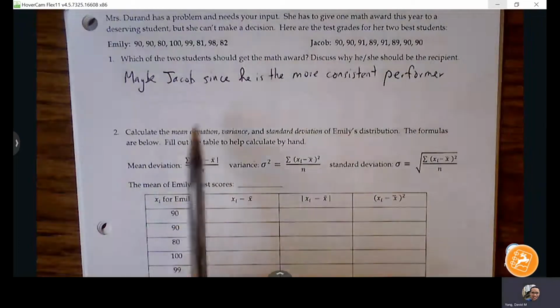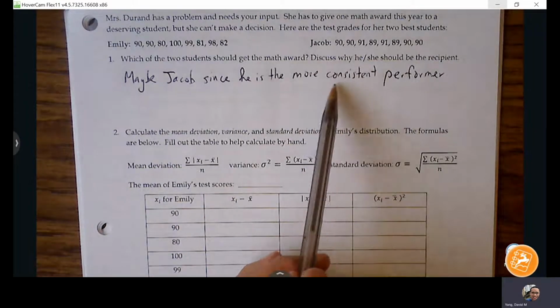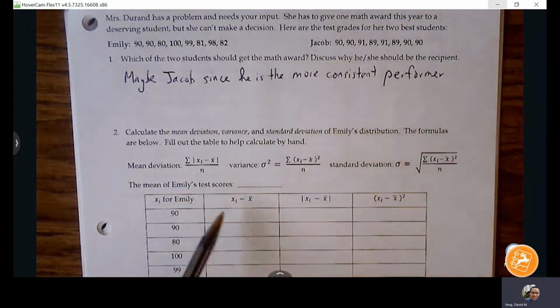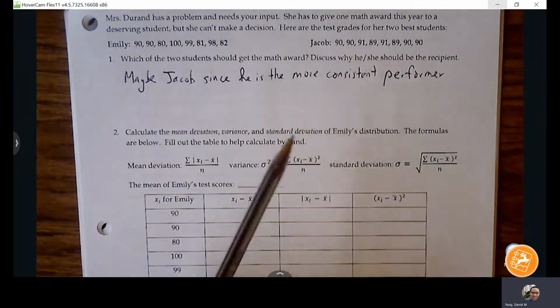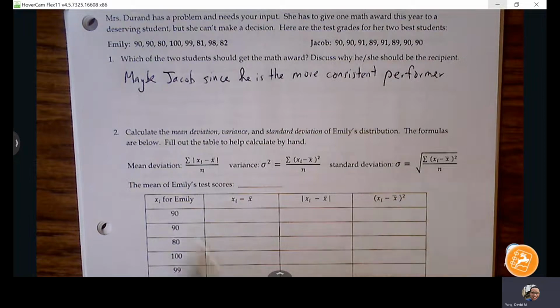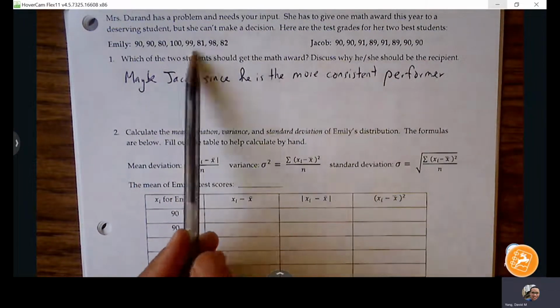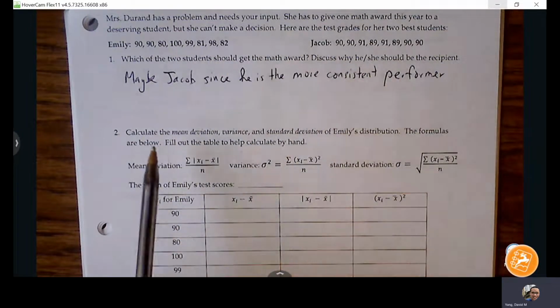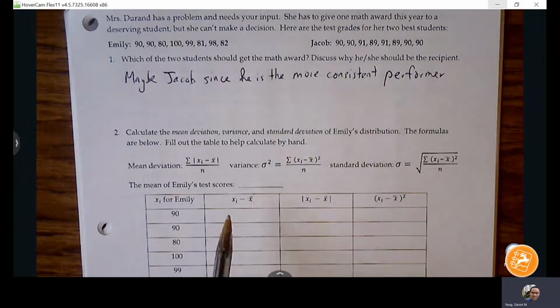Okay, so we can tell that Jacob is a more consistent performer because the numbers are more clustered together. But if we find a standard deviation, we can give a more exact way of describing who's more consistent, especially when the numbers are not as easily identifiable as they are in this case. So we're going to calculate the mean deviation, the variance, and the standard deviation.